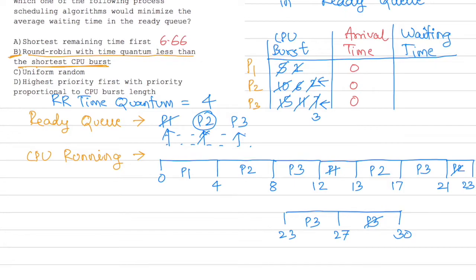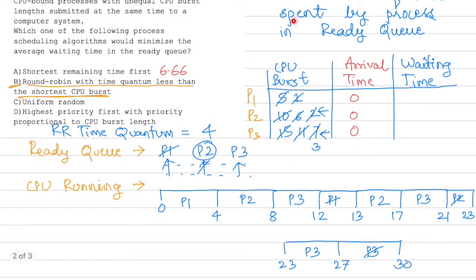So in this way, if we take a round robin time quantum of 4 seconds, this will be the CPU running time. It's called a Gantt chart. Now let's calculate the waiting time. As we can see, P1 arrived at 0. 0 to 4 it was with the CPU, but 4 to 8 and 8 to 12 it was waiting in the ready queue, and then again it got the CPU here. We sum the time spent by the processes in the ready queue. So P1 was spending 4 plus 4, 8 seconds in the ready queue.